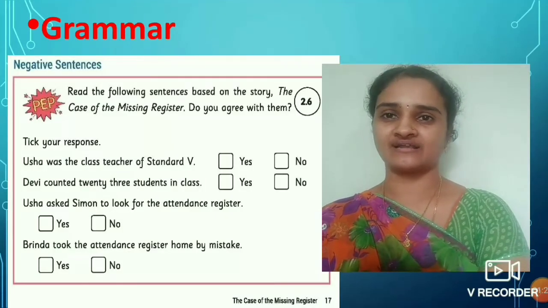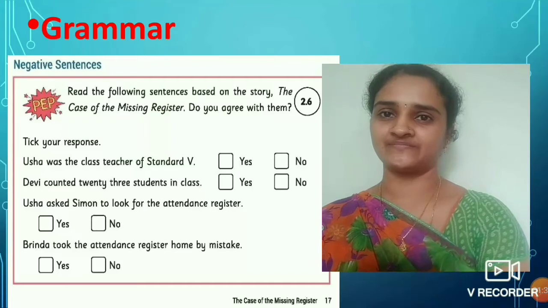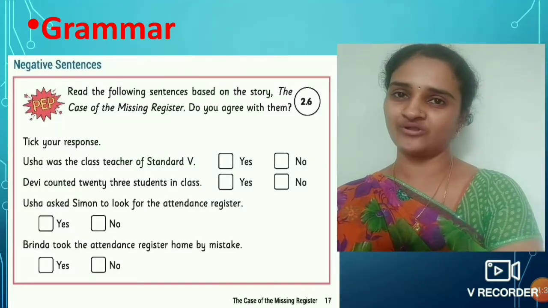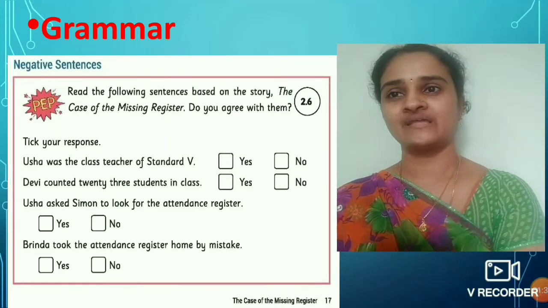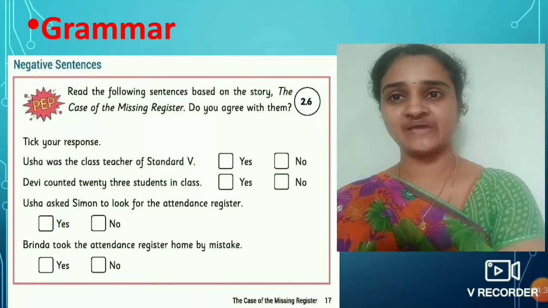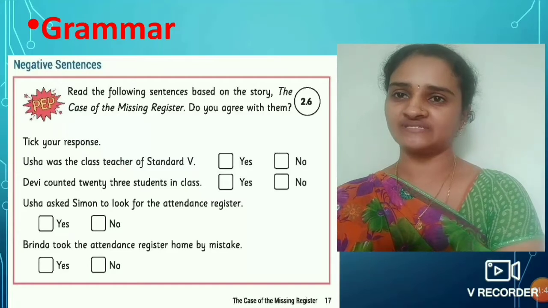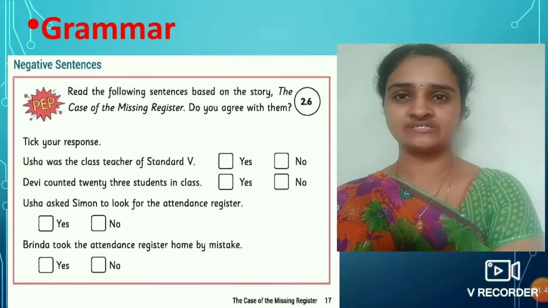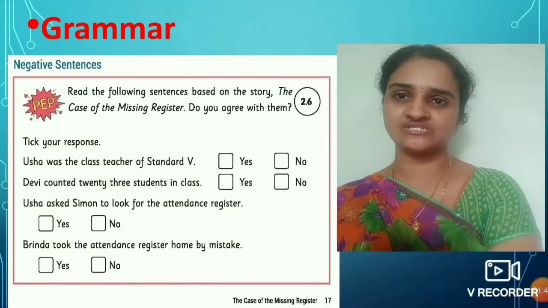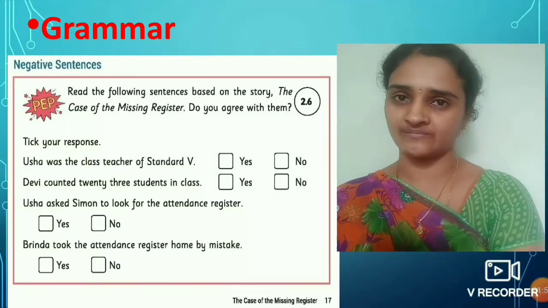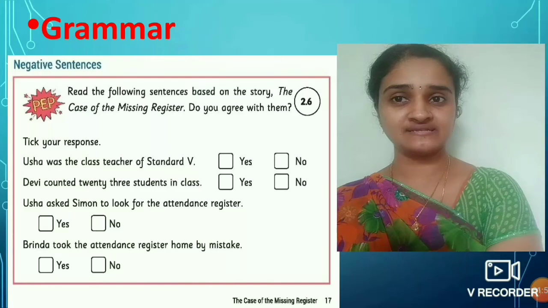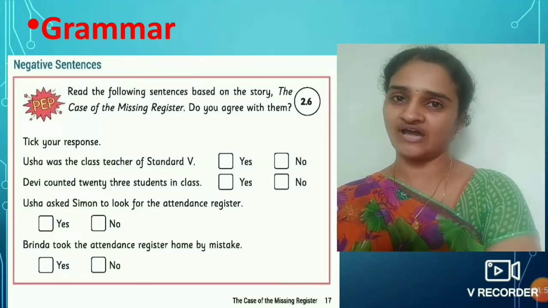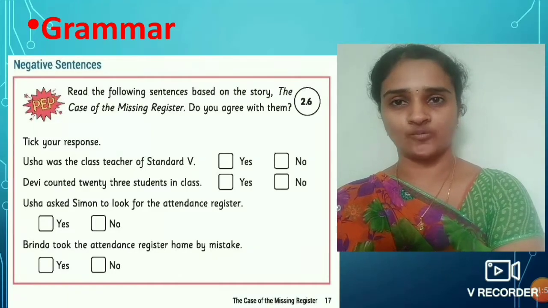Let us start our class with the PEP activity. Children, I'll read out the instructions for you and you have to follow them. Read the following sentences based on the story, The Case of Missing Register. Do you agree with them? Children, here are some of the sentences which are taken from our story. If you agree with the sentence, you have to tick yes. If you disagree, then you have to tick no.